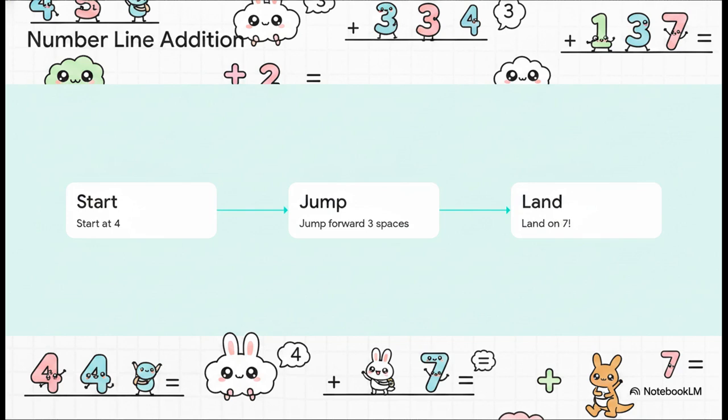Let's pretend we are adding 4 plus 3. Step 1, you start by standing on the number 4. Step 2, jump forward 3 spaces. Hop 1, hop 2, hop 3. Step 3, look down at your imaginary number line. You landed right on 7, and that's because 4 plus 3 is 7.